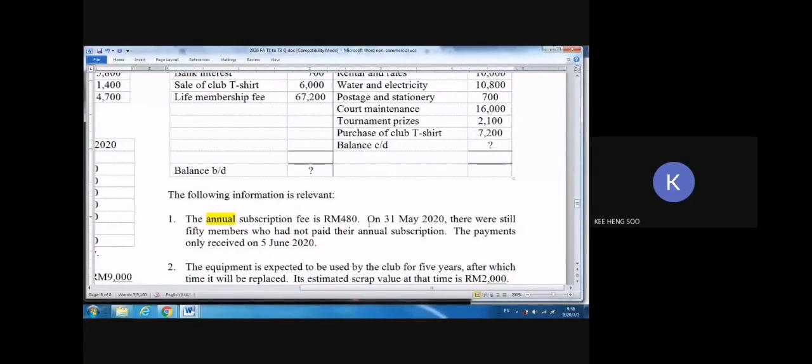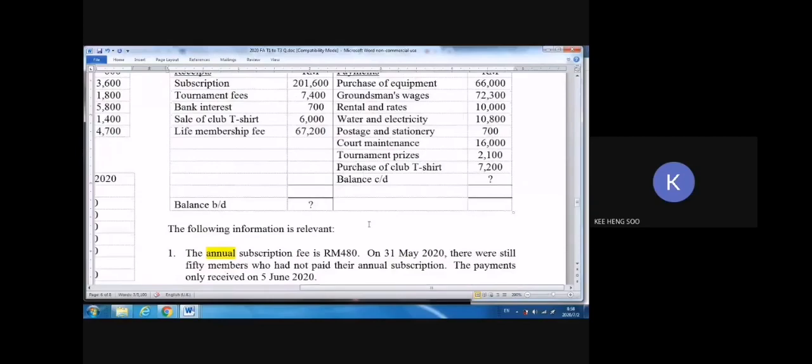You think about it, how to adjust for the annual subscription. A member had to pay one year, but I only record half a year. Can you do that or not? Don't worry, your exam question is not so difficult, but for the tutorial, I want you to have this discussion.